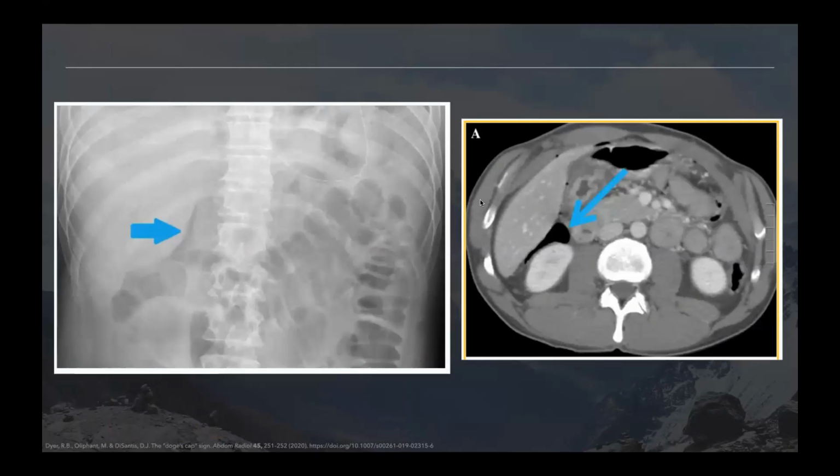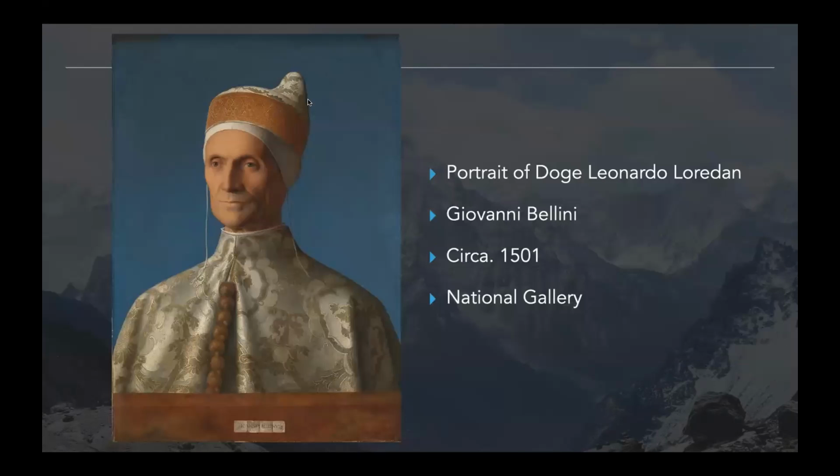And you'll remember from your anatomy that there's something called Morrison's pouch, or the hepatorenal recess, which is between the liver here and the right kidney. And sometimes in perforation, you can get air collecting in Morrison's pouch, which is this arrowed black thing here. And that looks like this. And apparently that looks like the Doge's cap, the pointy bit of the cap.